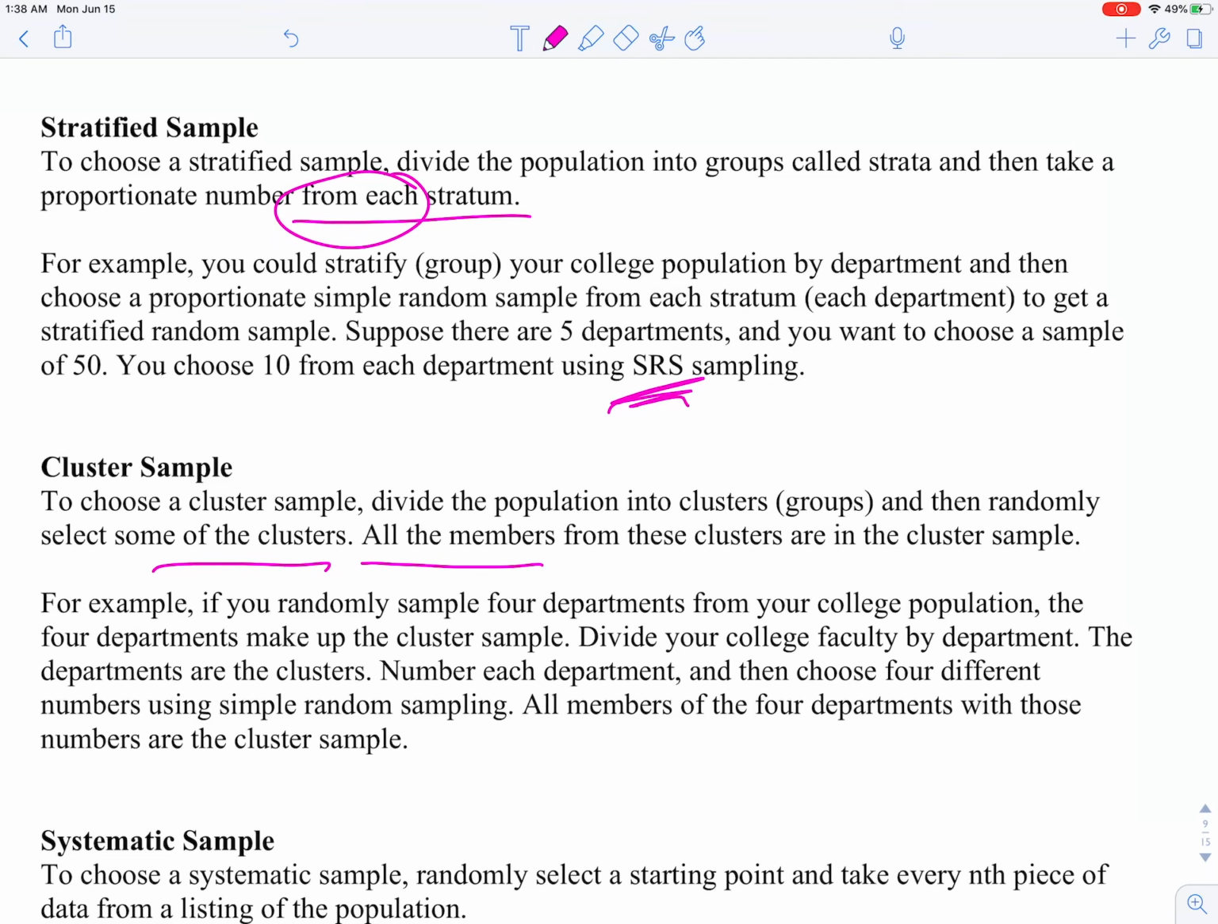So again, stratified, you make the groups, sample from each group. Cluster, you set your groups, then you randomly select some of the whole groups and then survey everyone in the randomly selected groups. So not every group that you begin with will get sampled from.